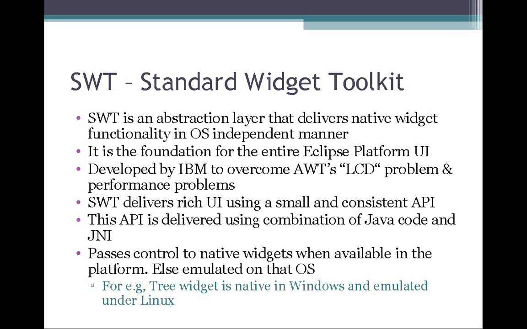The way SWT solves this problem is it builds a very thin common layer of Java code, and whenever there is a need to render a widget, it immediately passes control to the native widget wherever possible, and the native widget shows up. So there is very little performance overhead in doing so. And for all native widgets, if you want to look under the hood of the SWT code, it is available for free download. You can go to www.eclipse.org/SWT and find out more about the source code itself.